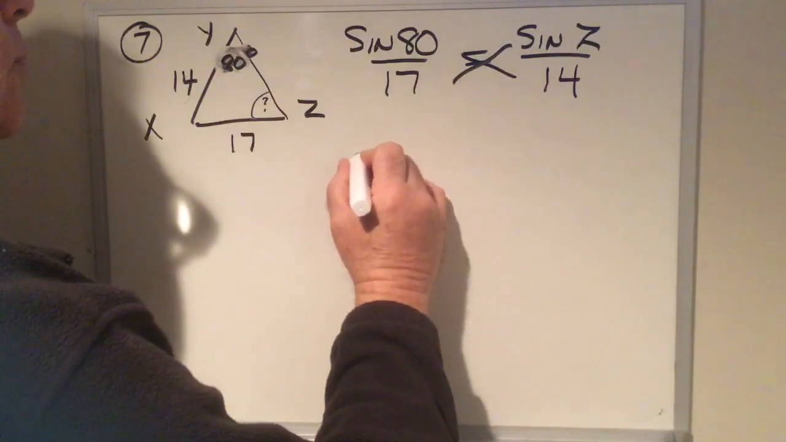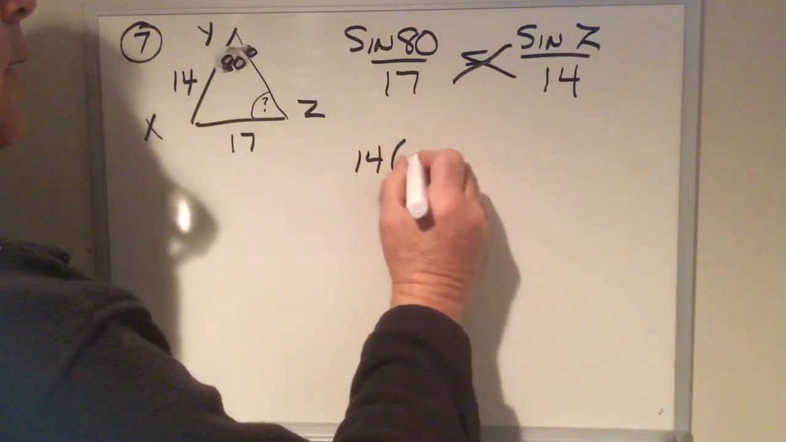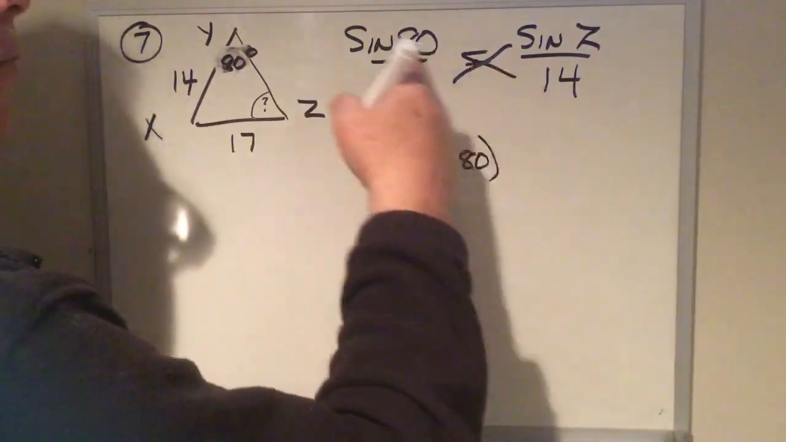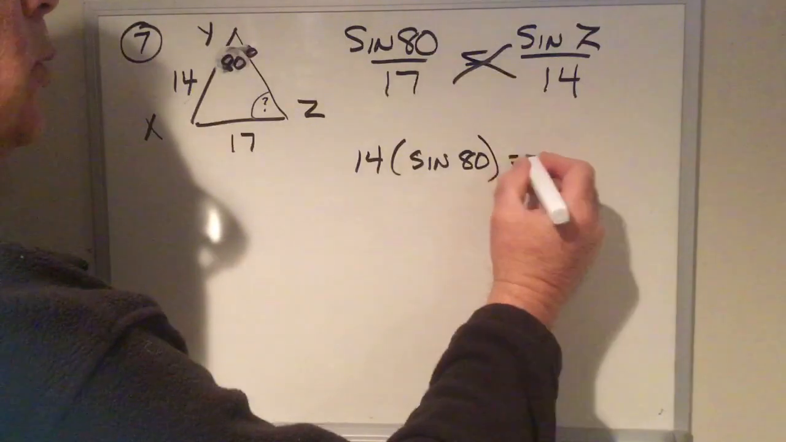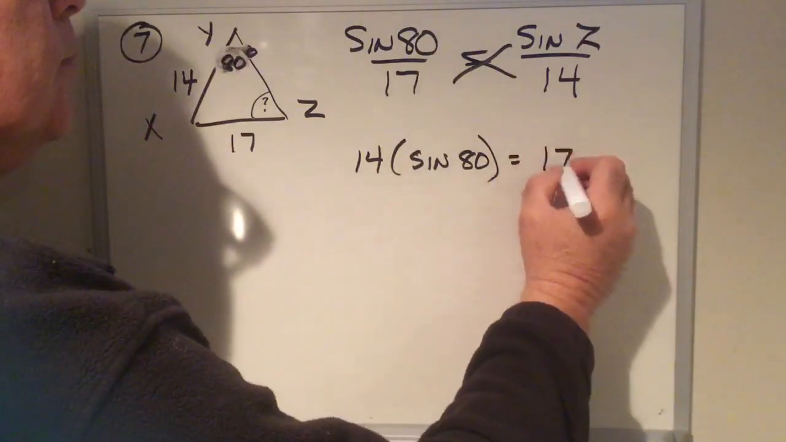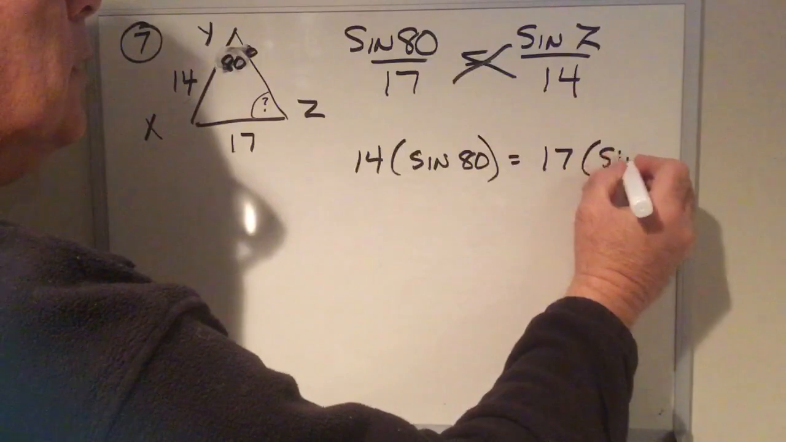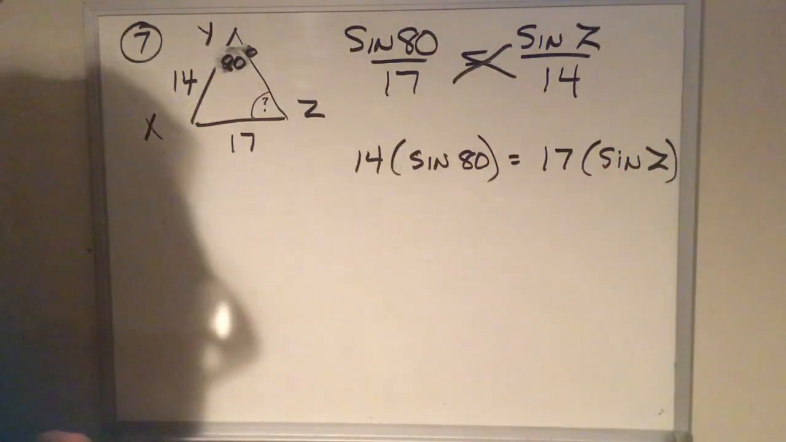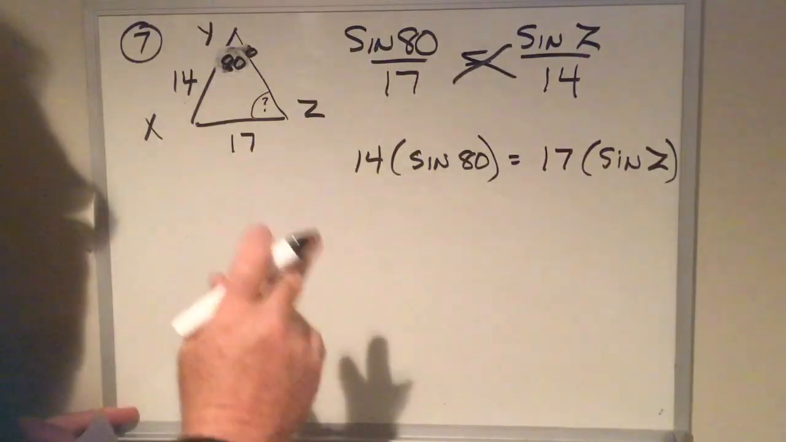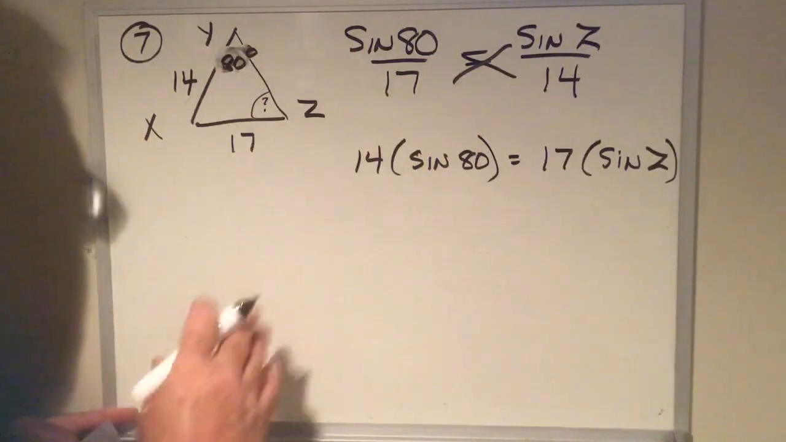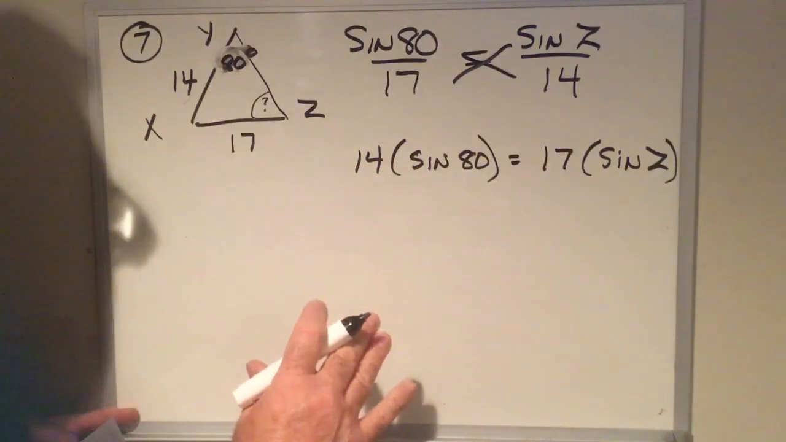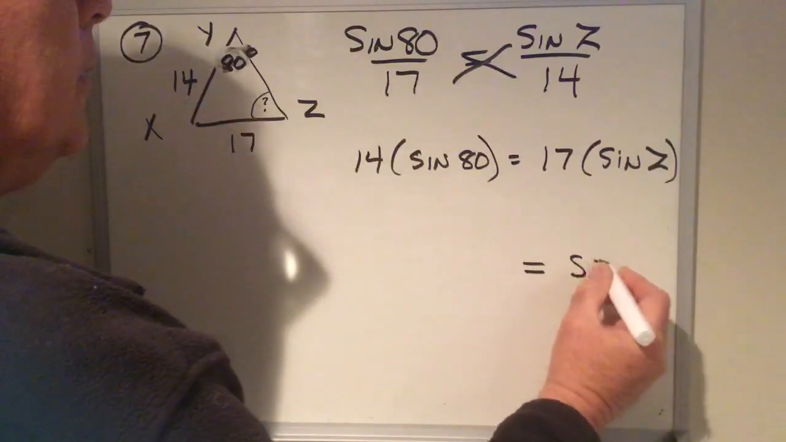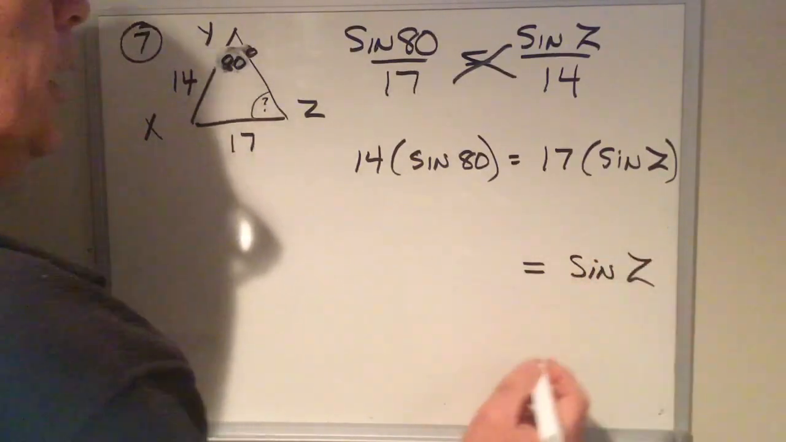So I'm going to do 14 times sine 80, right? 14 times sine 80 equals 17 times sine of Z. This we don't know. This is what we're looking to solve for, the sine of Z. We're looking to solve for the sine of Z. So here comes the tricky part. Okay? So, right here, I'm going to write down sine Z equals.